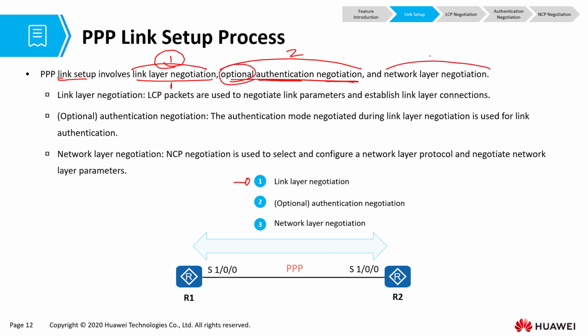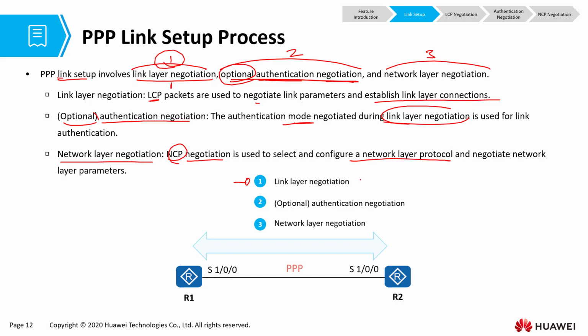The third one is network layer negotiation. Again, in link layer negotiation, we use link control protocol packets to negotiate link parameters and establish link layer connections. As I've mentioned, authentication negotiation is optional, and we use the mode that has been negotiated in the very first step, the link layer negotiation. The third step is the network layer negotiation, where we use network control protocols. In our case, we'll be speaking of IPCP, or Internet Protocol Control Protocol, NCP negotiations, which we use to select and configure network layer protocol parameters and also negotiate other network layer parameters.